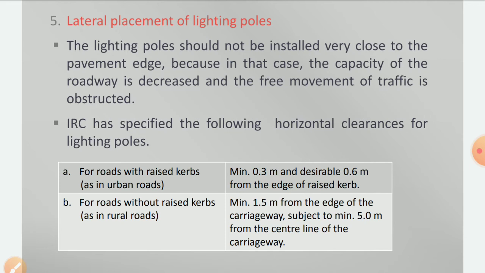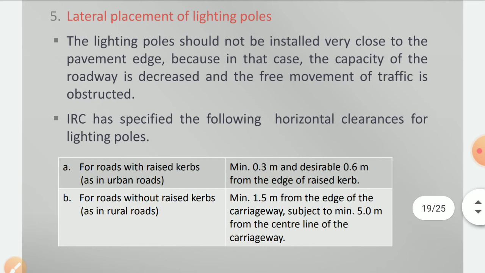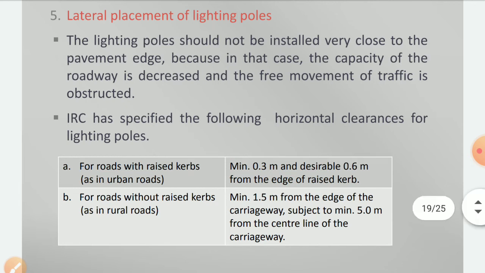On either side there is a road, and the poles are at the middle, which will illuminate both sides of the roads. Here, the lateral placement of poles means the lighting poles should be installed very close to the pavement edge. That means the pavement edge is nothing but the road edge.